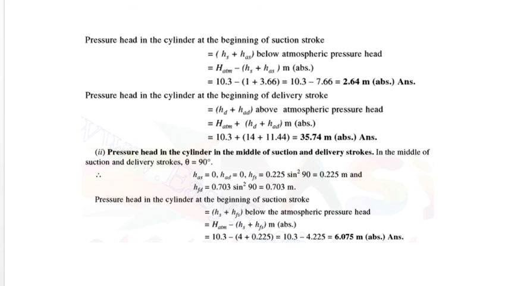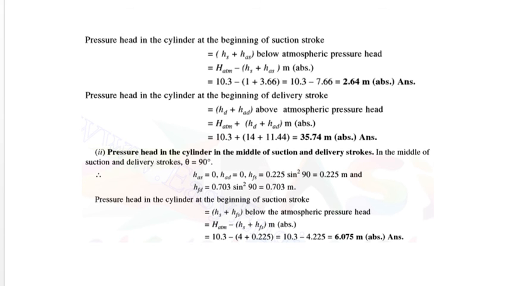Second, we have to calculate pressure head in the cylinder in the middle of the suction and delivery stroke. We all know that at the middle of any stroke, that can be suction or delivery, the value of theta will become 90 degrees. So at the middle of the stroke, only frictional head will be present. The value of acceleration head will become 0, because the value of cos 90 is 0. So we can calculate the value of HFS and HFD by putting theta as 90 degrees. HFS will be 0.225 meter and HFD will be 0.705 meter.